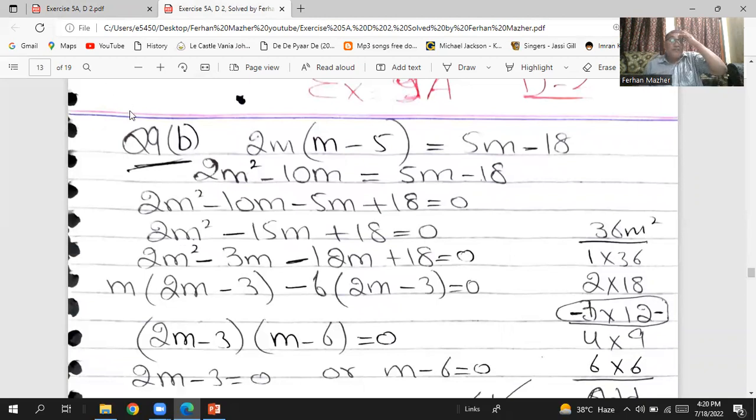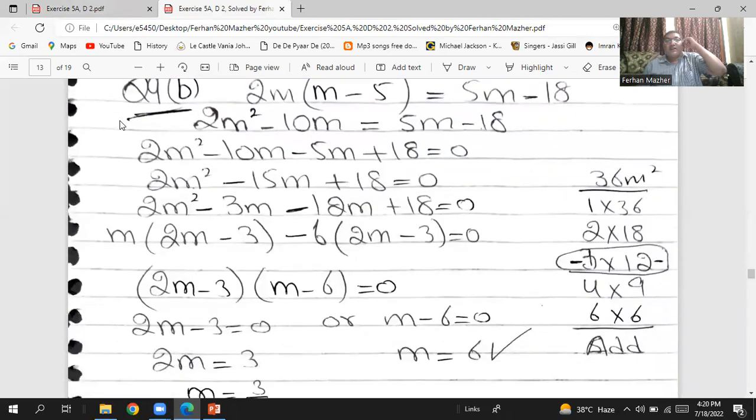So we will write the factors and the pairs of the 36. So they are 1 multiply 36, 2 multiply 18, 3 multiply 12, 4 multiply 9, 6 multiply 6. With the third term, you have a positive sign, so I will write here add. So I will look for that pair which by addition will give me minus 15.